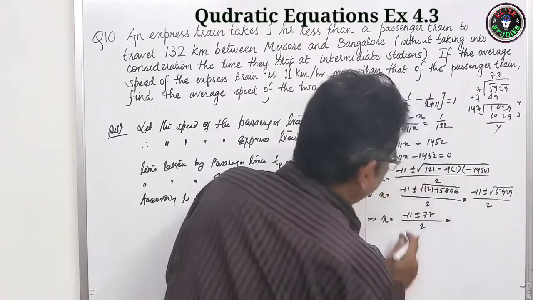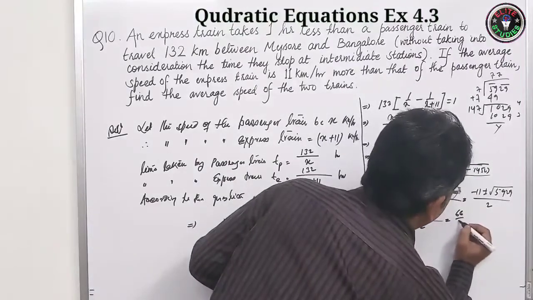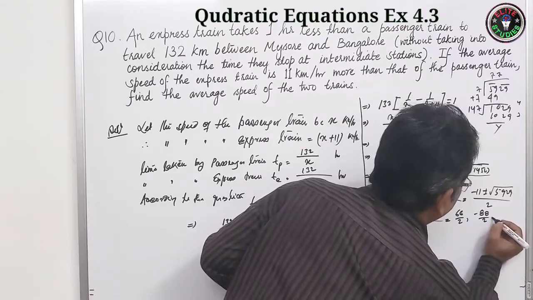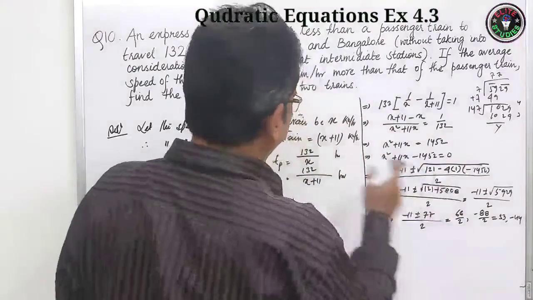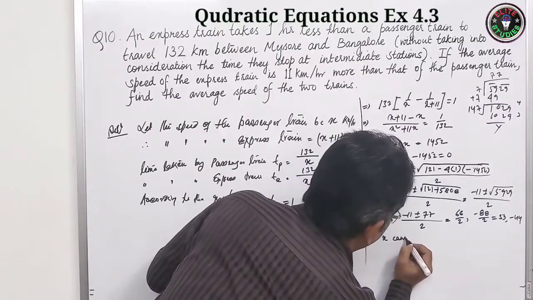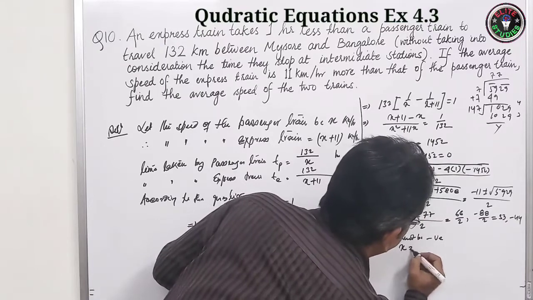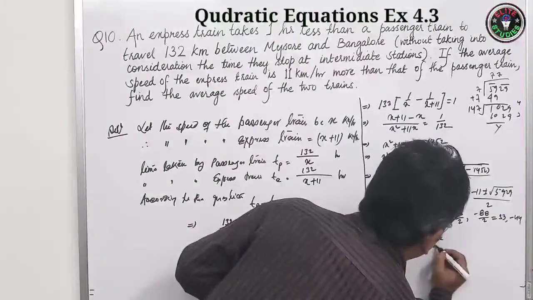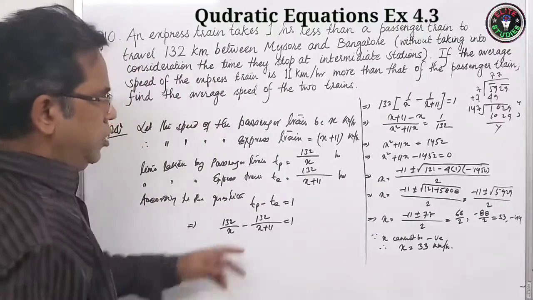So it will be equal to what? If you put plus 77, 77 minus 11 is 66 by 2, and if you put minus, it will be minus 88 by 2. So it will be 33 and minus 44. Since x cannot be negative, being the speed of the train, therefore x is equal to 33. We got 33 km per hour. So this is your answer.